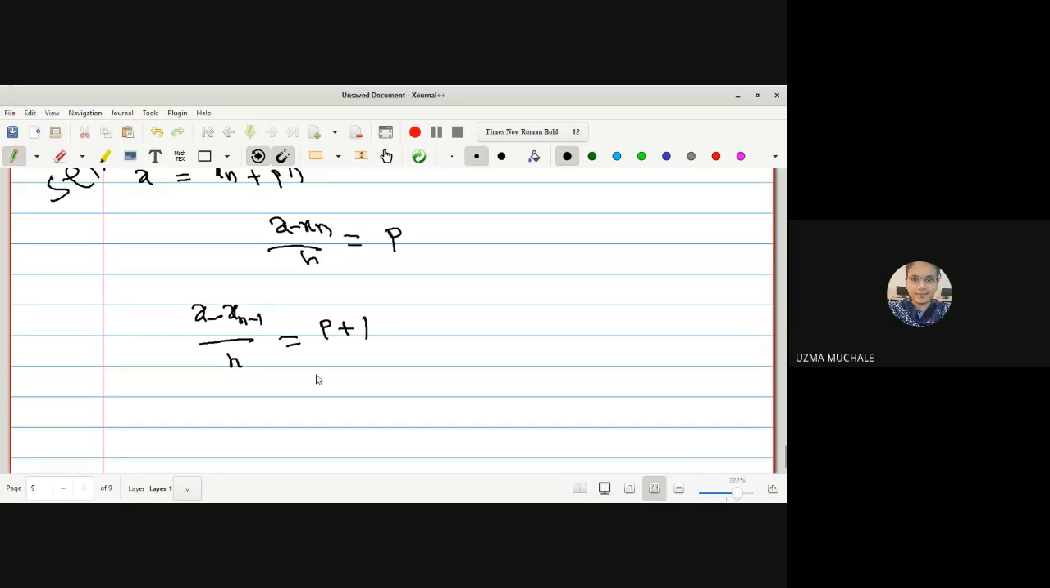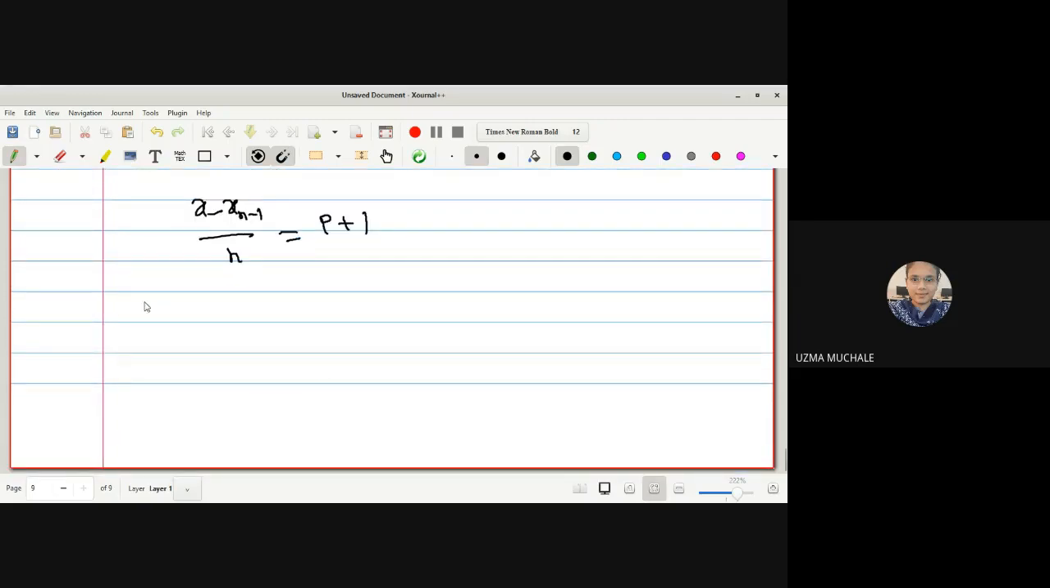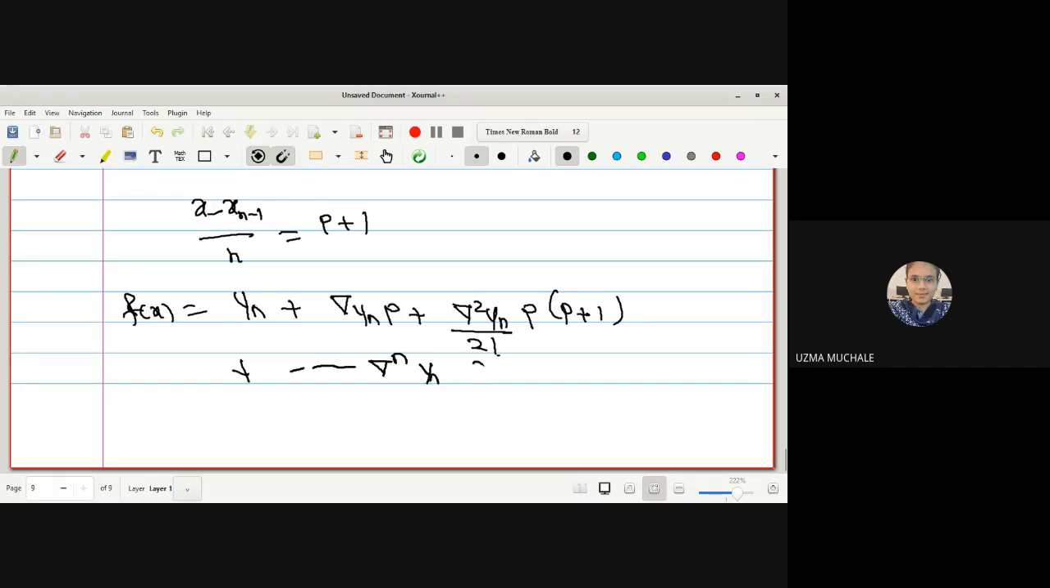And we get the relation of the form f of x is equal to yn plus del yn p plus del square yn by 2 factorial p into p plus 1, and so on up to p plus n minus 1 divided by n factorial. Okay.